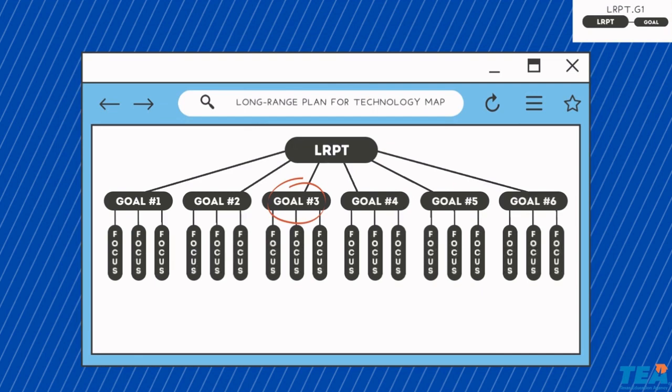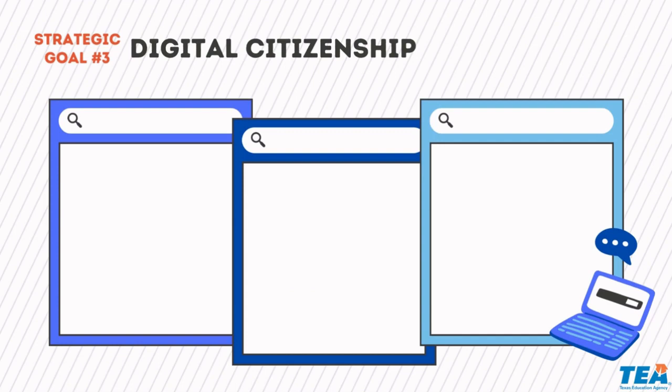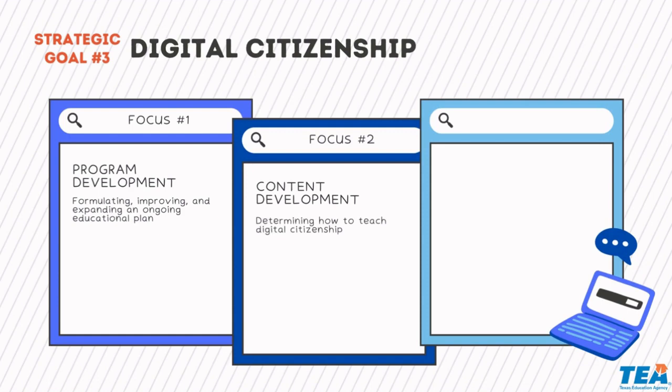Now that we have introduced the strategic goal, let's review the focus areas. There are 3 focus areas to help guide the realization of this goal. 1. Program development. 2. Content development. And 3. Rights and responsibilities.